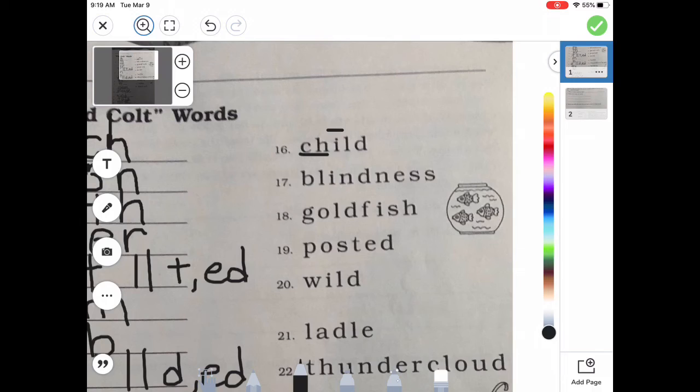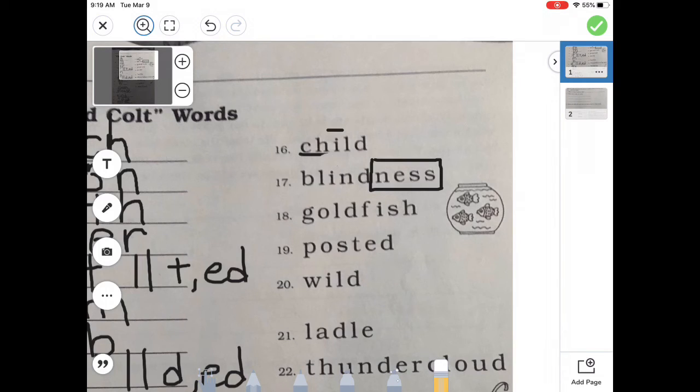How about on number 17? What do you notice? Ooh, good job. You have to check the end. I've got N-E-S-S, okay? So I need to box that off because I know it's going to be by itself and say ness. And then what else do I have? I've got an I in front of an N, so let's check and see if it's going to be short. Blindness? Does that make sense? No. Let's try it with the long I. Blindness, very good.